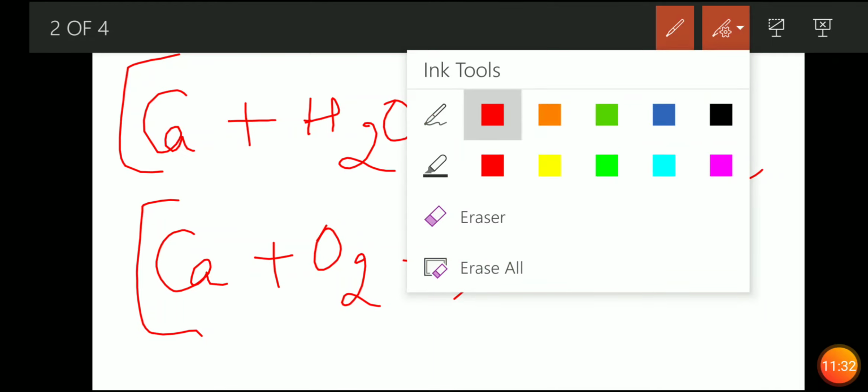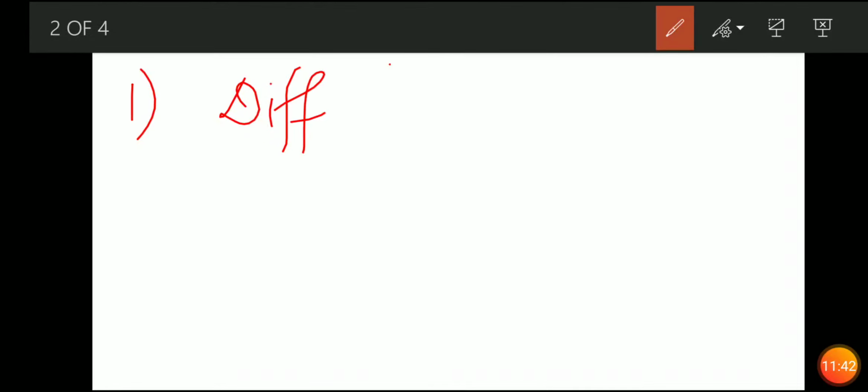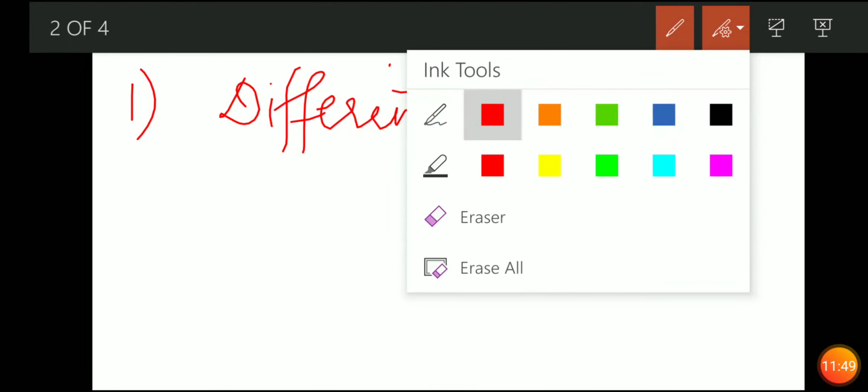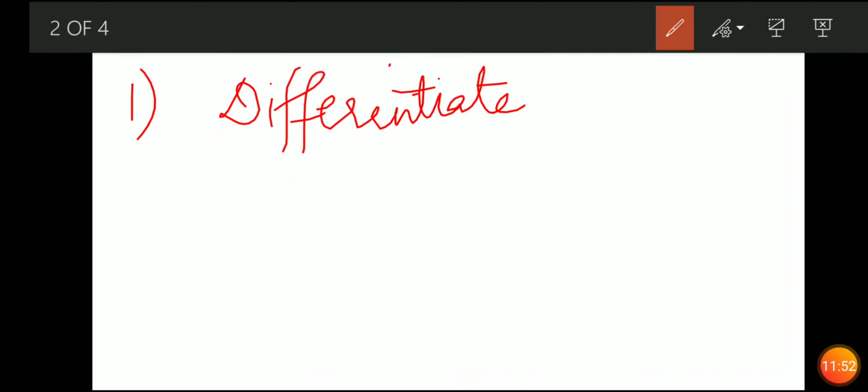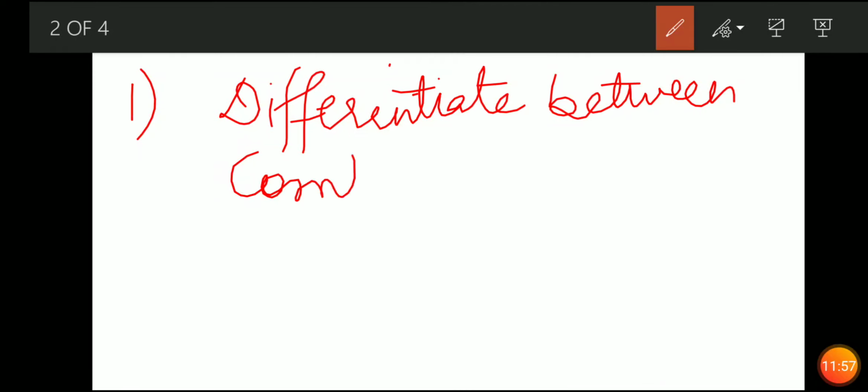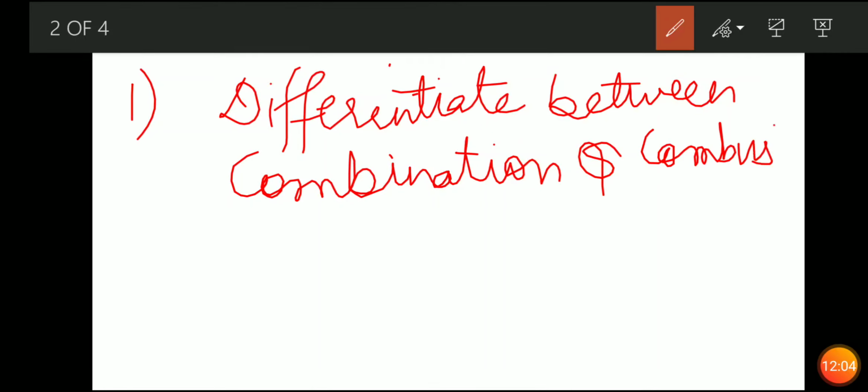So for today, you will do two questions. First, differentiate between combination and combustion reaction with example.